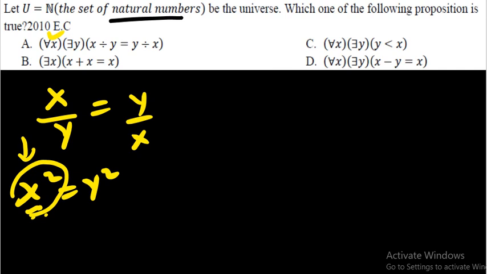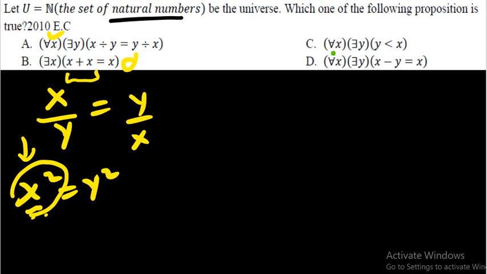But let us check the other choices. Choice B: there exists a natural number x such that the sum of itself is equal to x. Take one natural number and add it with itself. Is it the same as the original number? We can't find one. It doesn't work.